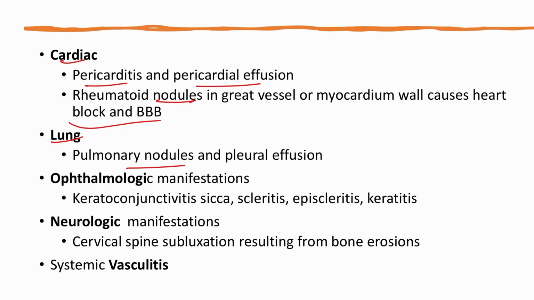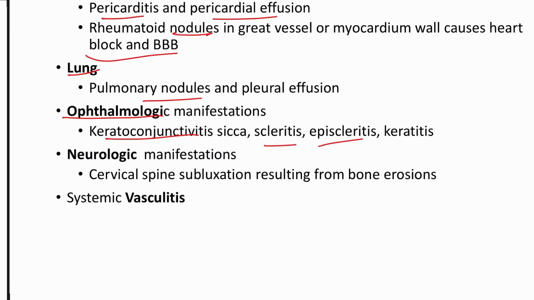Lung, you can get pulmonary nodules, pleural effusion with the lungs, if the rheumatoid is affecting these tissues. Not everyone's going to have these. That's why no one with rheumatoid develops the same symptoms, but it depends on where they are. Ophthalmologic manifestations, keratoconjunctivitis, scleritis, episcleritis, and keratitis. And neurological manifestations, cervical spine subluxation, can't hold their head up.